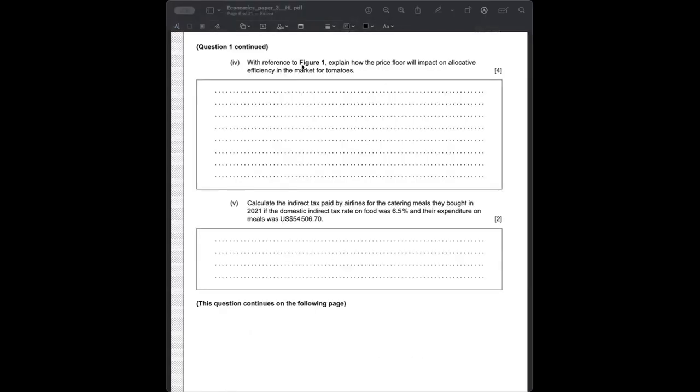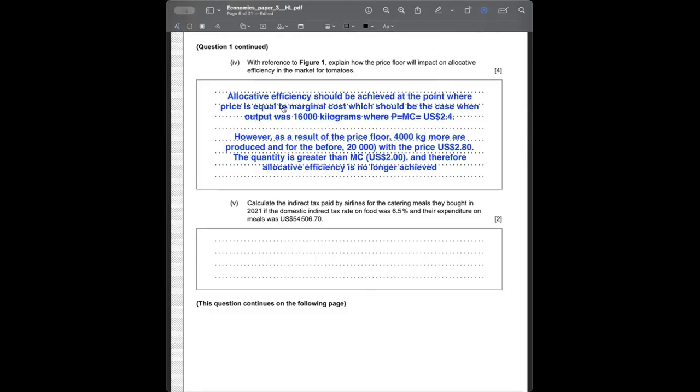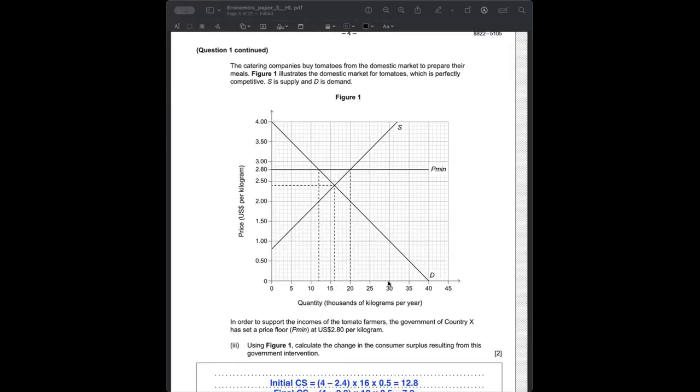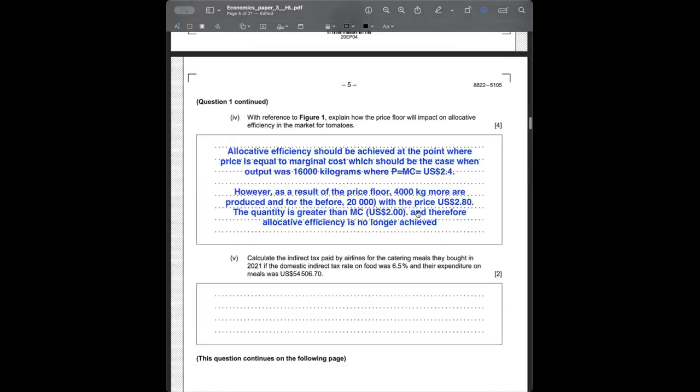Question A4. With reference to figure 1, explain how the price floor will impact on allocative efficiency in the market for tomatoes. As we have seen from the diagram, there will be deadweight loss. So I can explain that allocative efficiency should be achieved at the point where price is equal to marginal cost. However, due to the price floor, producers are producing more than before, which is 20,000. So it is not achieving allocative efficiency.